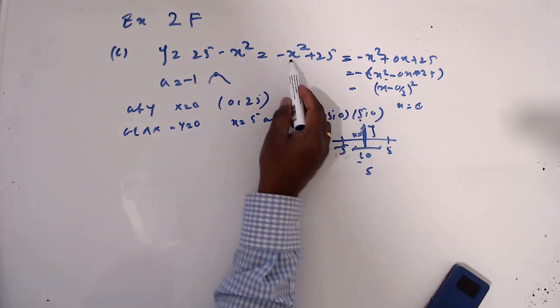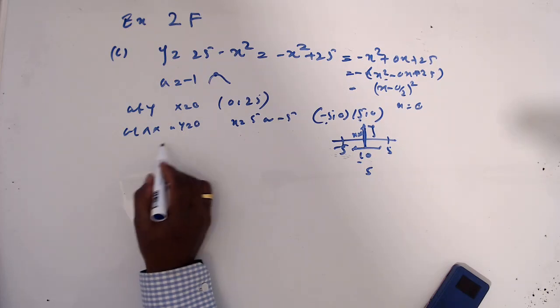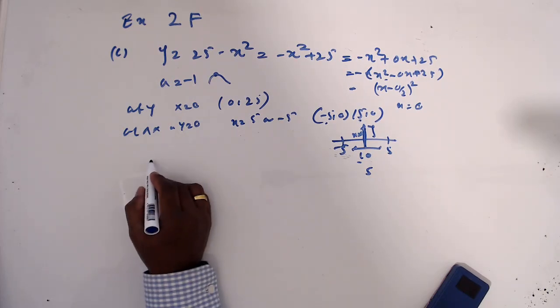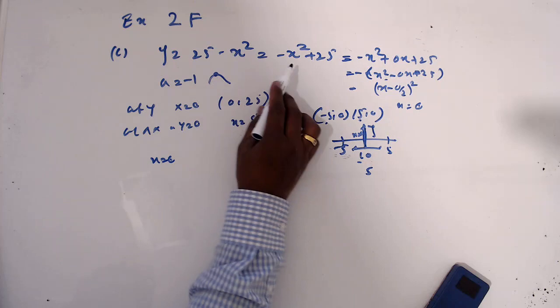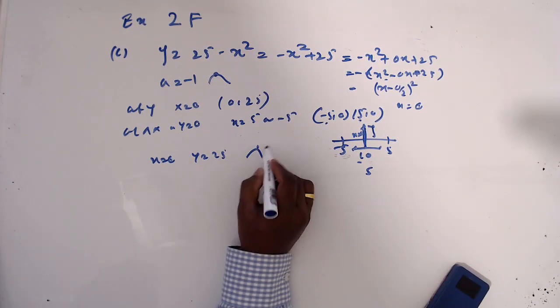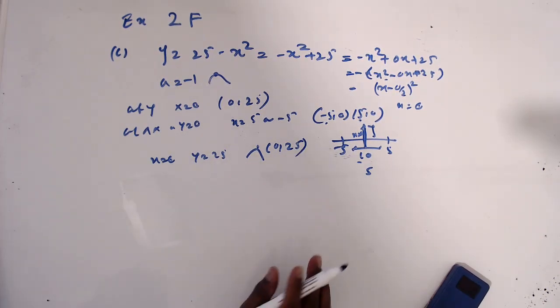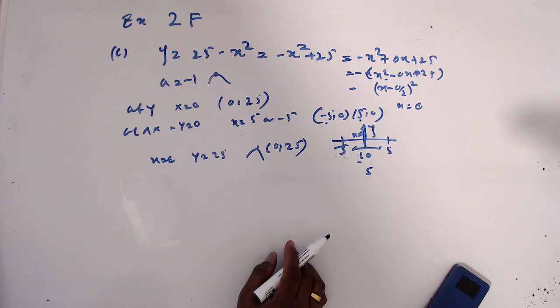And when x equals 0, what is the turning point? When x equals 0, y is 25. So the max is at (0, 25). So this is the sketch, and we'll work it now.